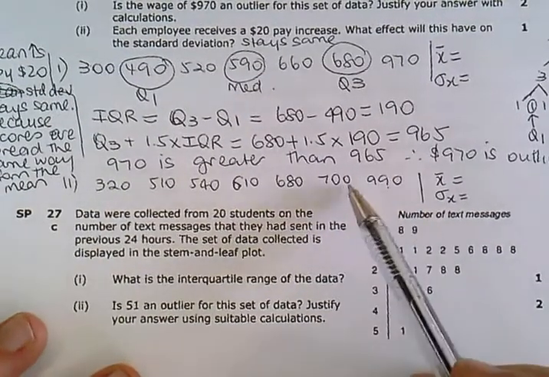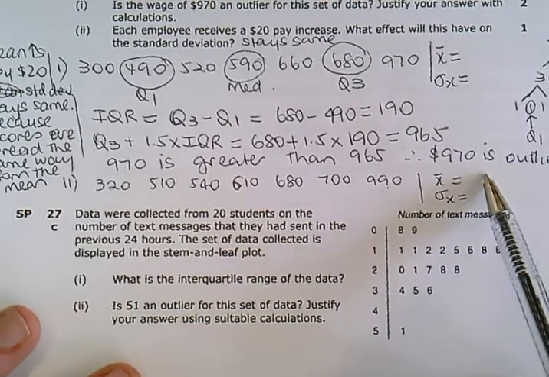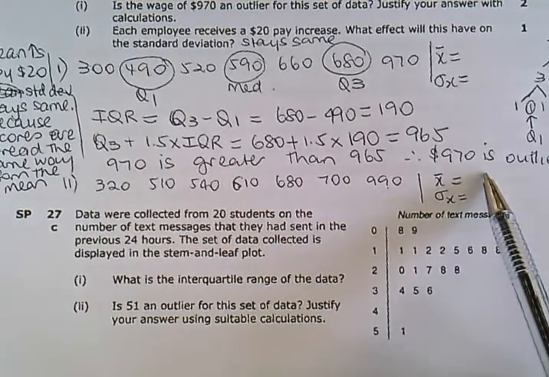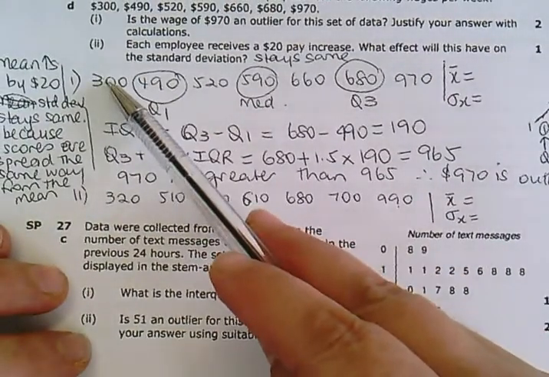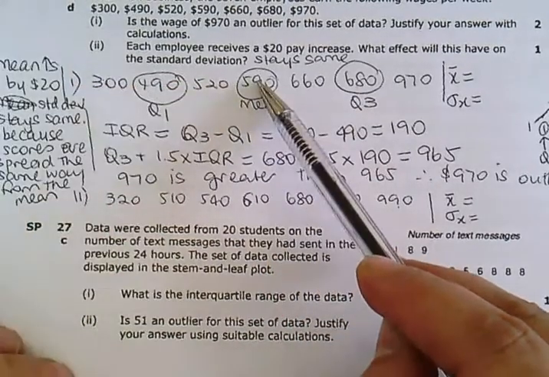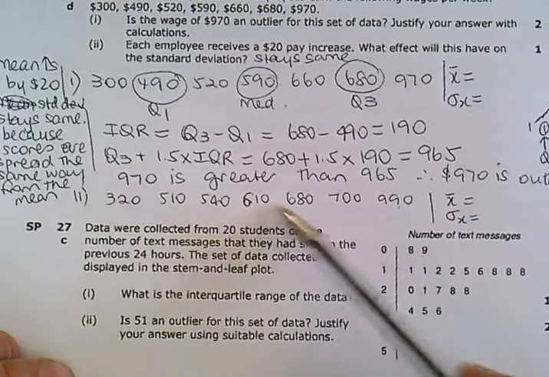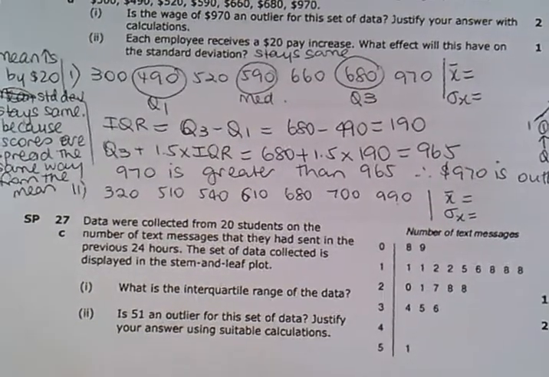If I now added, instead of 990, like 1,500, that would change the standard deviation. But the numbers are still spread apart exactly the same way. Look, 300, another 190 gives me that, add 30 gives me that, add 70 gives me that. Same jumps from each number in the bottom set of data. They're spread out exactly the same way.